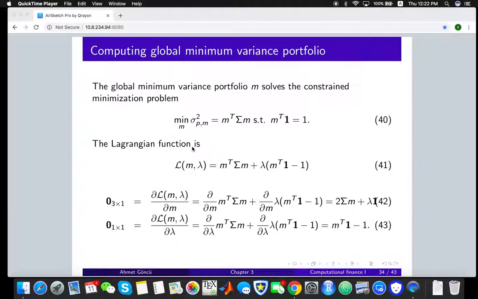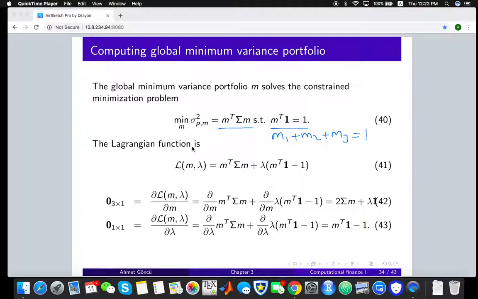Now let's talk about computing the global minimum variance portfolio. In this setup, suppose that we have three assets for simplicity. We are trying to minimize this portfolio variance, which is given here. Our constraint is that the sum of the investment weights in each of these three assets should be equal to 1. This same thing can be written explicitly like this.